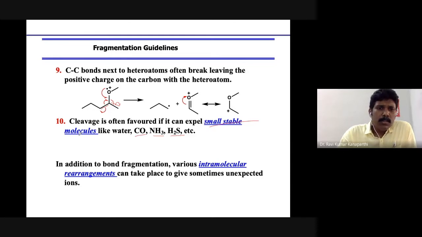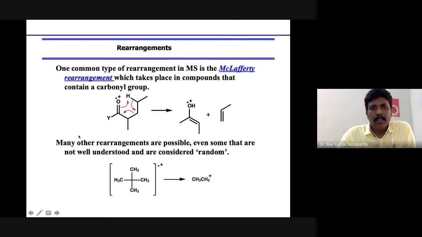In addition to bond fragmentation, various types of intramolecular rearrangement can also take place to give some unexpected ions. The best example is the McLafferty rearrangement, where you have alpha, beta, gamma positions, and there is a hydrogen. Leaving the carbonyl, this is alpha.